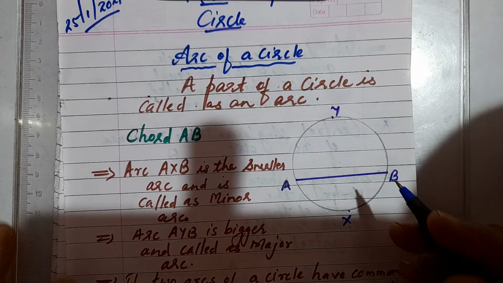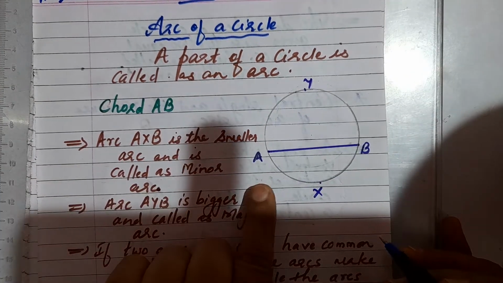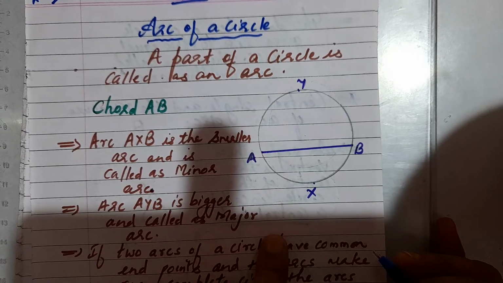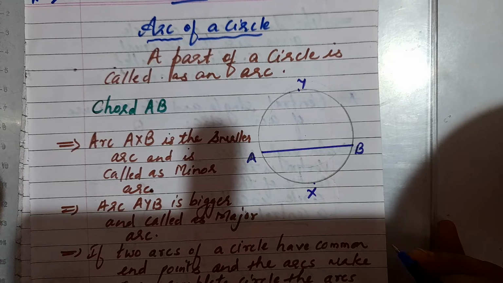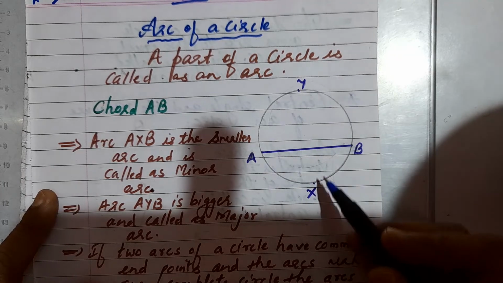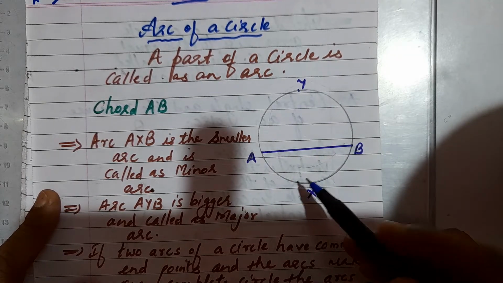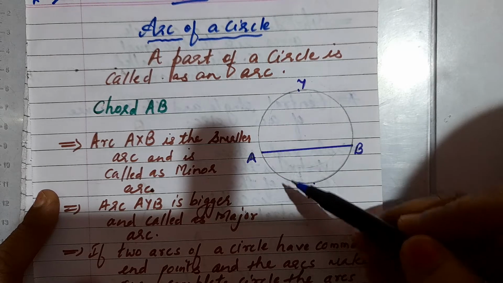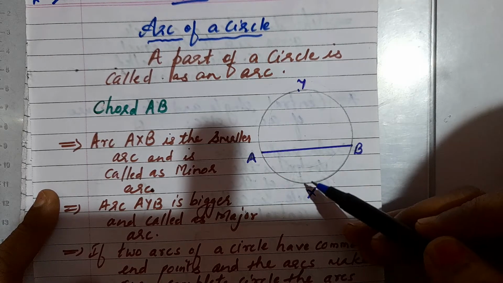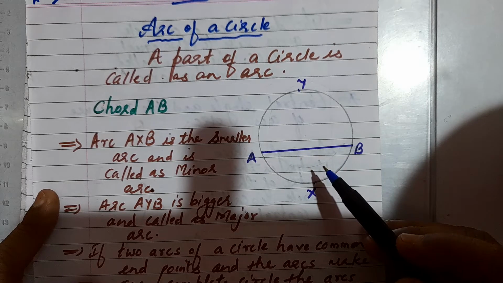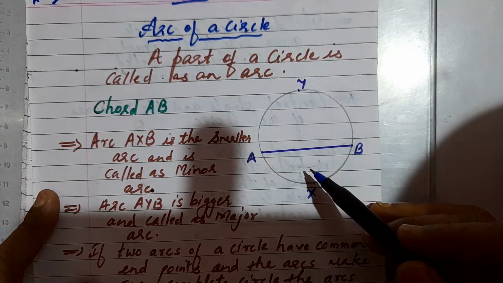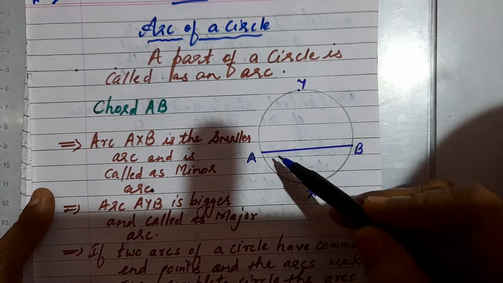Now see children, we can see this figure. I have drawn one chord, that is AB. You can see this chord is dividing the circle in two parts, one part and second part downwards. So this chord AB is dividing the circle in two parts, and each part is called the arc of a circle. Each part is forming an arc.